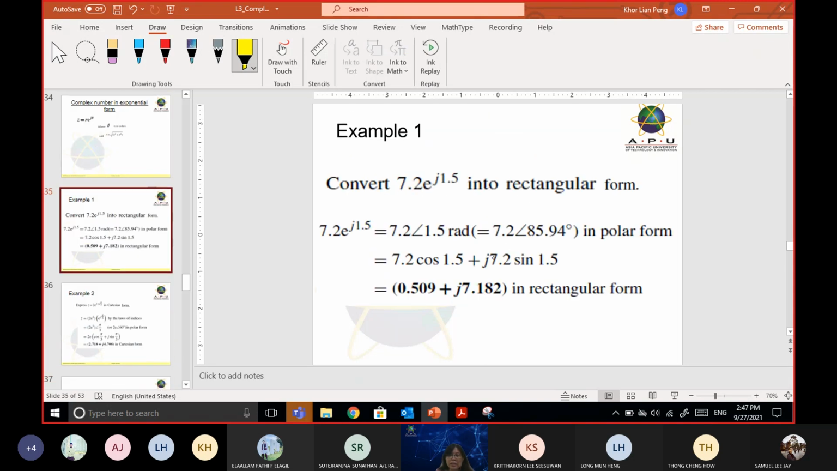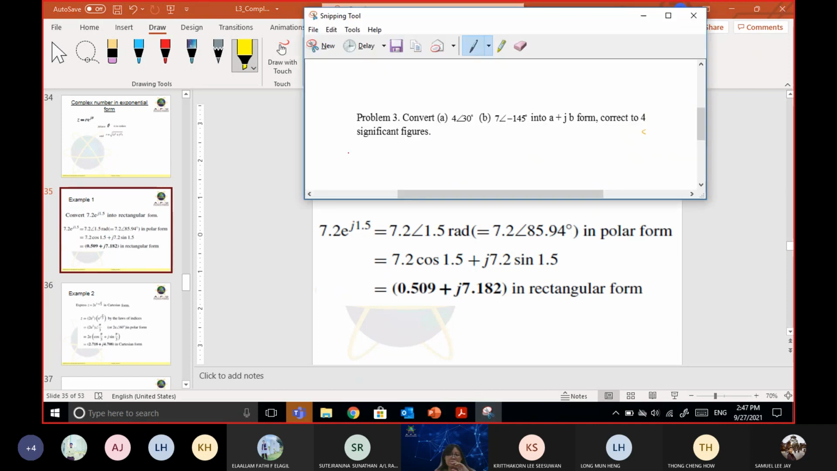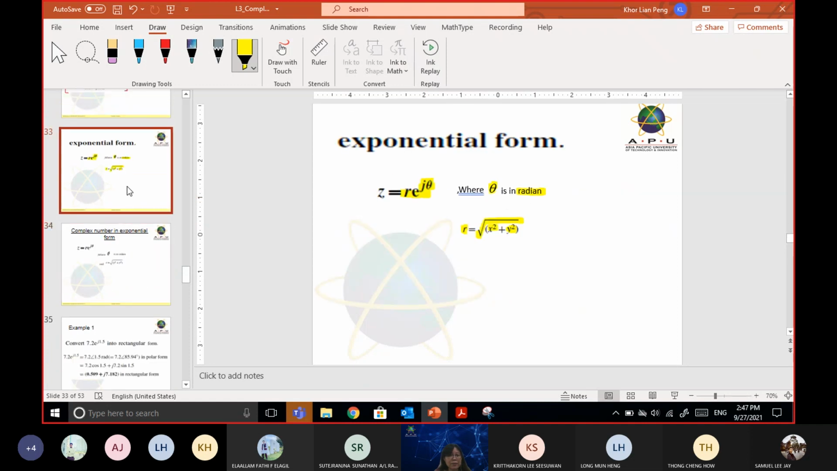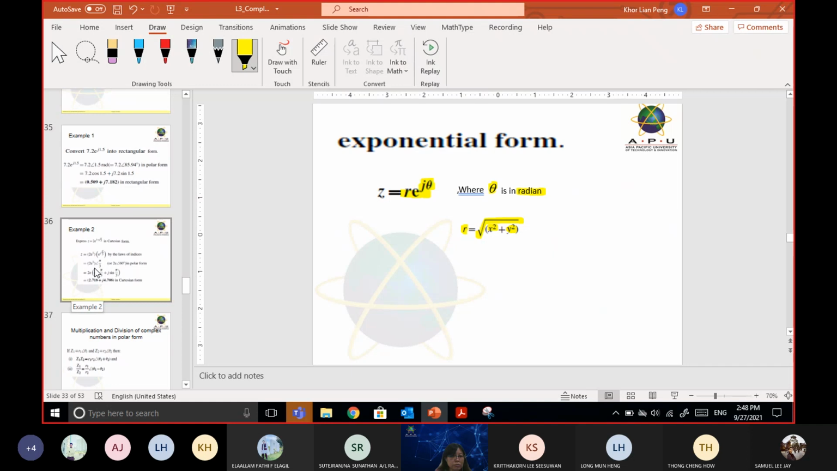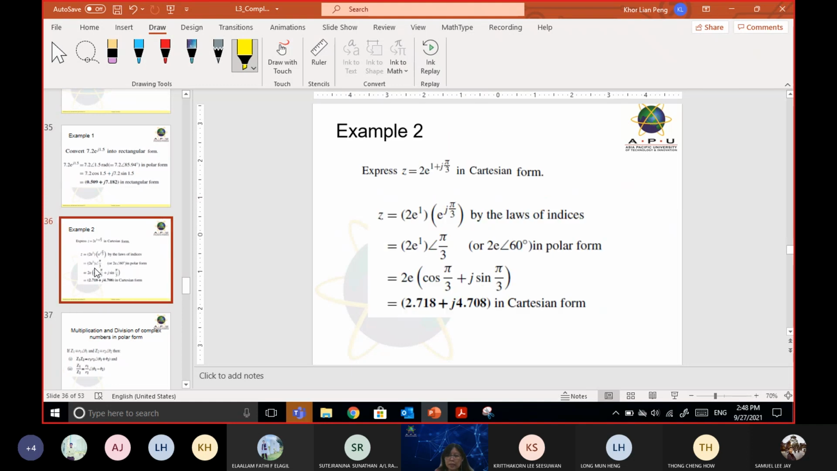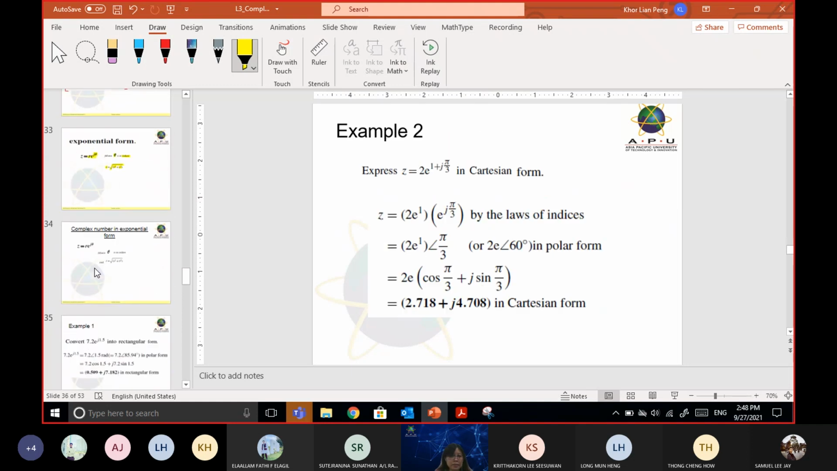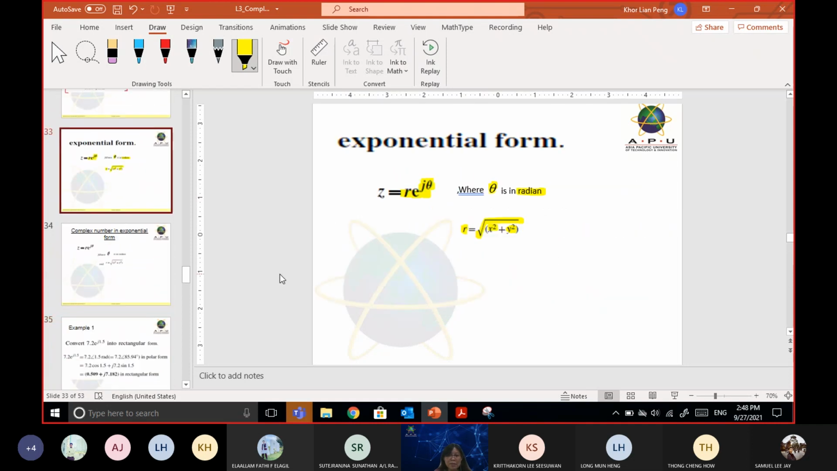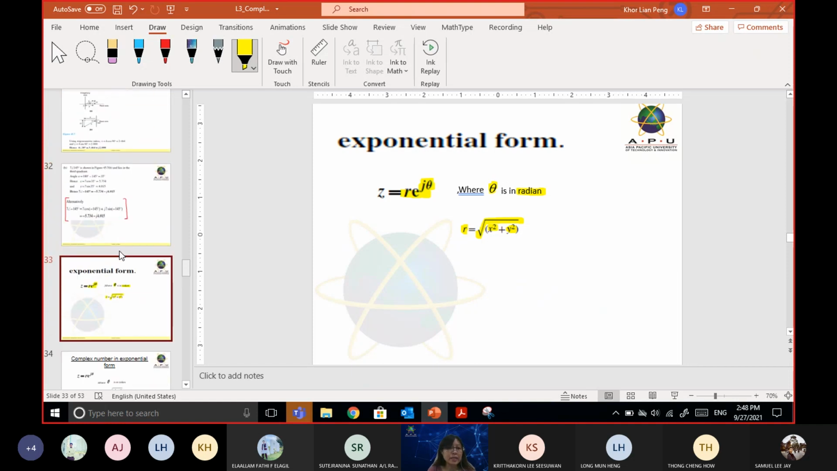Okay, now let's look at the first one, how we write this into the rectangular form. Okay, hold on. Here they show you how to write it in the Cartesian form. Let me show you how you express it in the exponential form. So I will just take one example.